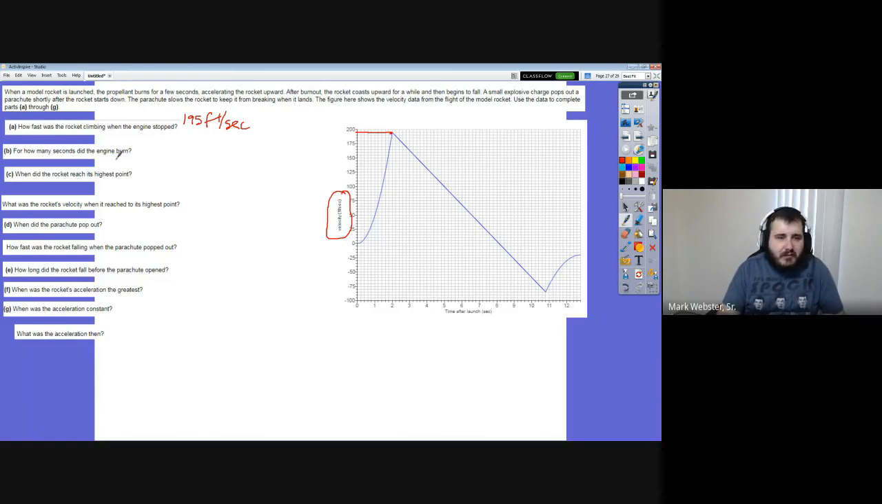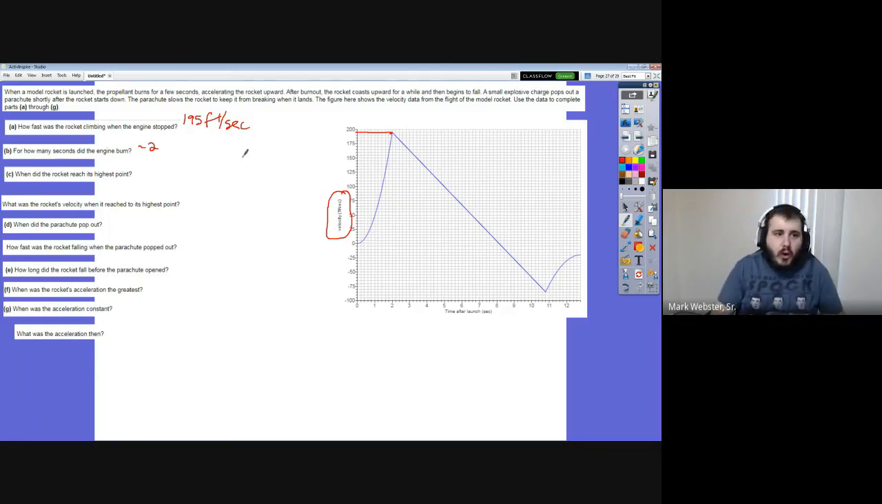For how many seconds did the engine burn? Well, it started, burned, burned, and then stopped. That looks like it's about 2. But the rocket burns and it stops. Does it just stop immediately? No. It's still going to coast even after the rocket dies, right?